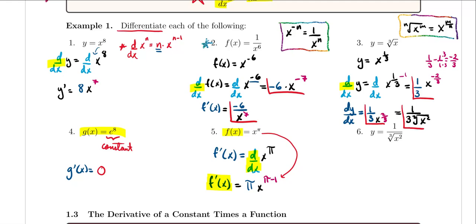Alrighty, now with that said, the video here is getting a little bit longer, so we're going to stop it here shortly, but we are missing one problem here, problem 6, where we have y equals 1 over the cube root of x squared. For this one, guys, I want you to try, what is this derivative? So I want you to try it and submit it to Canvas.